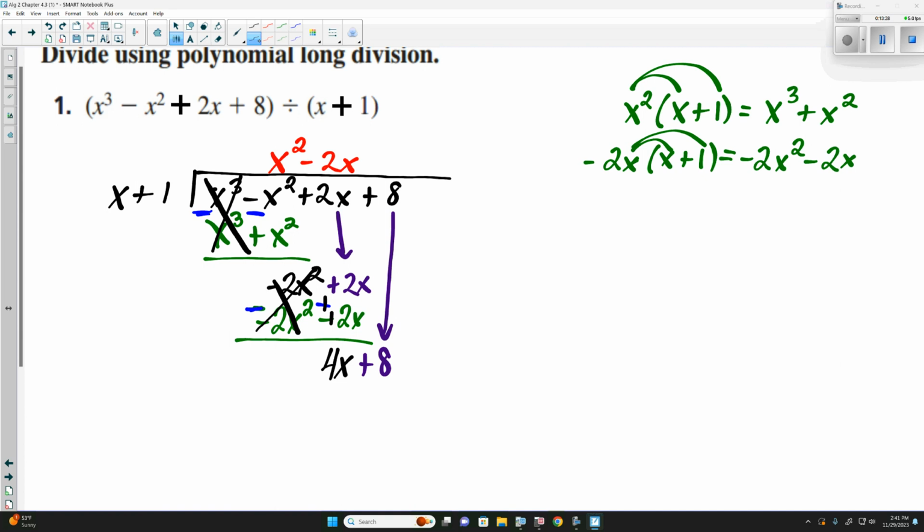Question on this so far? We ready for the next step? Well, we're just going to repeat what we just did again. We need to see what times x will give us 4x. 4. And it would be plus 4 because we need it to be positive 4. And then again, we're going to take our 4 and multiply it by our x plus 1. Our 4 times x would be 4x, which is what we wanted. 4 times 1 is plus 4.